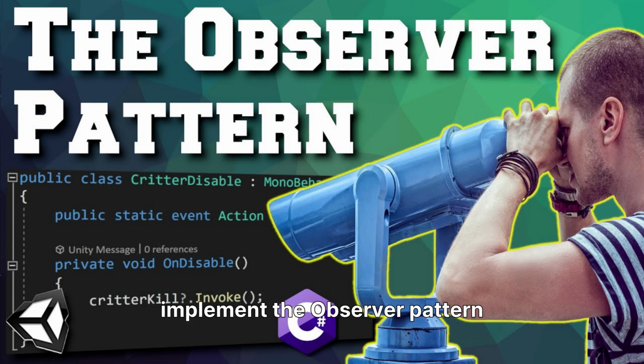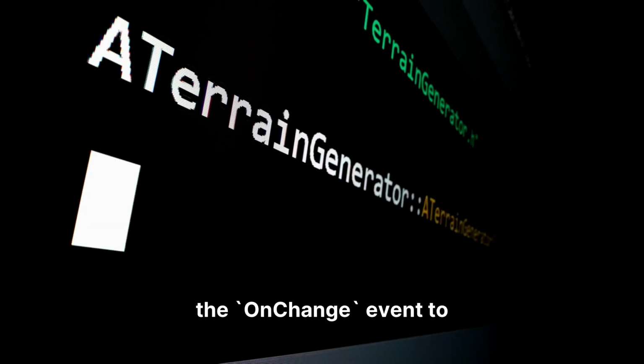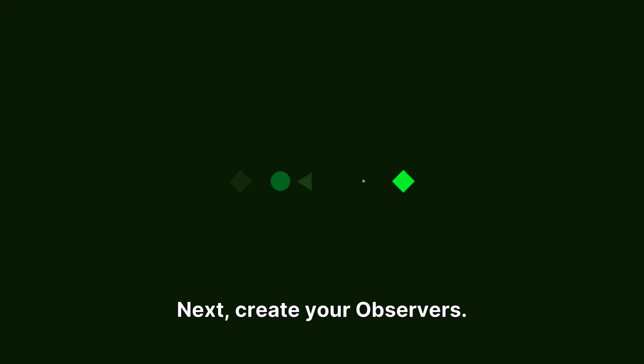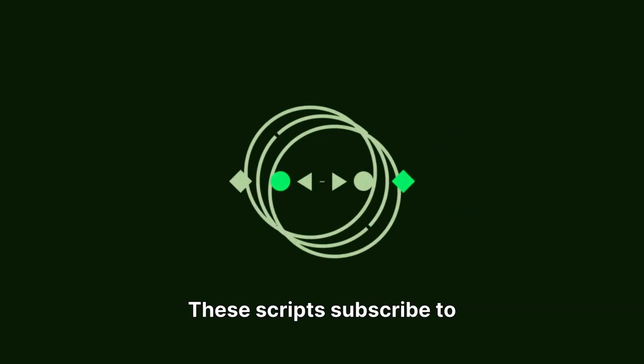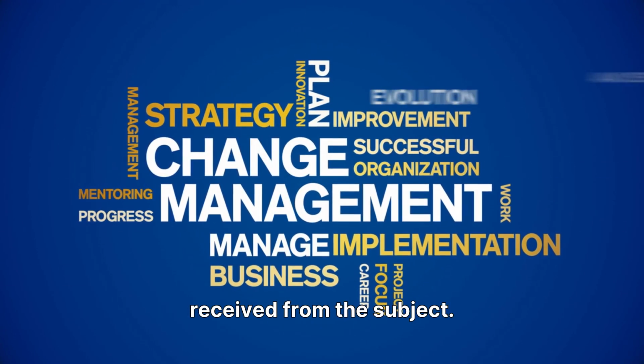In Unity, you can implement the observer pattern using C# events and delegates, or Unity's own UnityEvent class. First, define your subject. Create a C# script that holds the data to be observed and declares an event using the event keyword. This subject script will also contain a property that, when set, triggers the OnChange event to notify observers. Next, create your observers. These scripts subscribe to the subject's event and contain the logic to execute when the event is triggered. The HandleChange method will then process the message received from the subject. Crucially, always remember to unsubscribe from events in OnDestroy to prevent memory leaks.